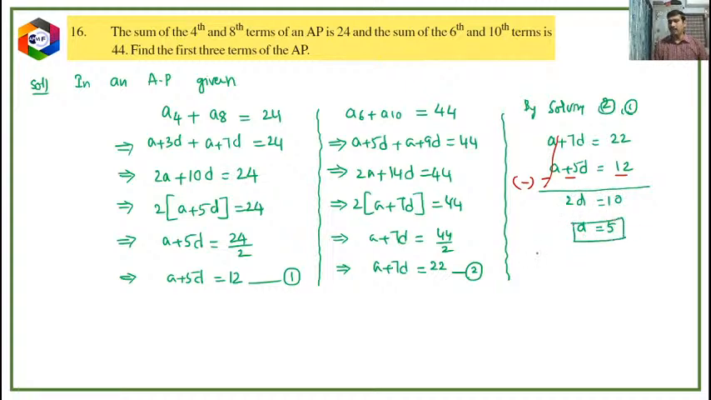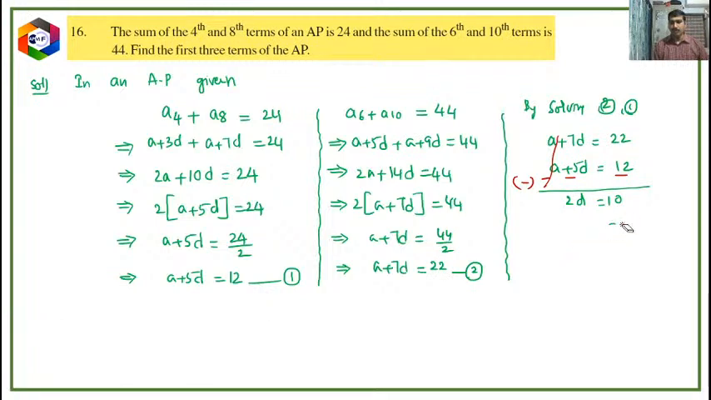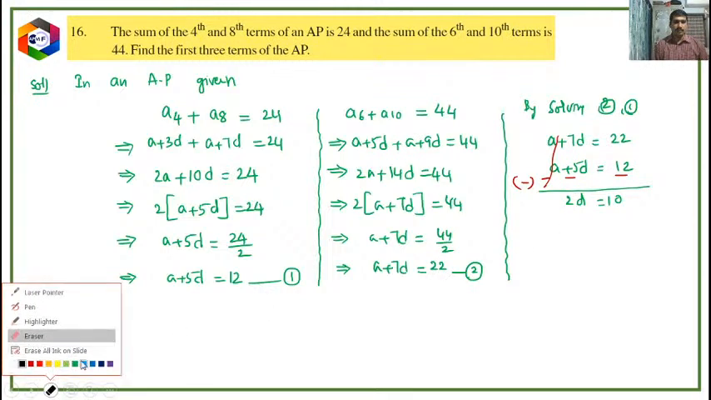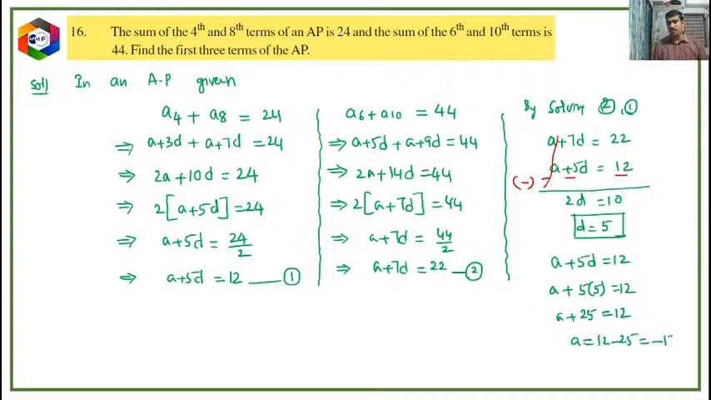Once you know the D value, next, what is the value to be calculated? Yes, children, here this is D actually. So D is equal to 5. Now let us substitute D in one of the equations. A plus 5D is equal to 12. A plus 5 into 5 is equal to 12. 5 5s are 25. Now what is the value? 12 minus 25 is equal to minus 13. So A is equal to minus 13.